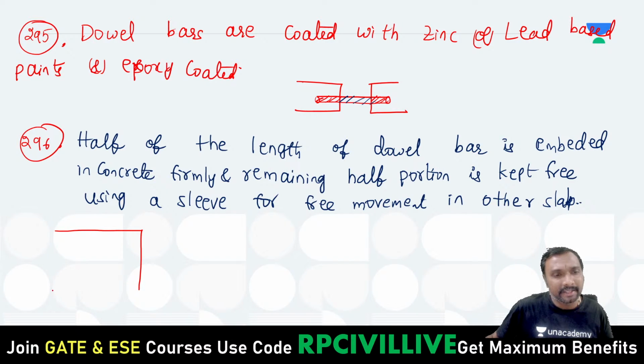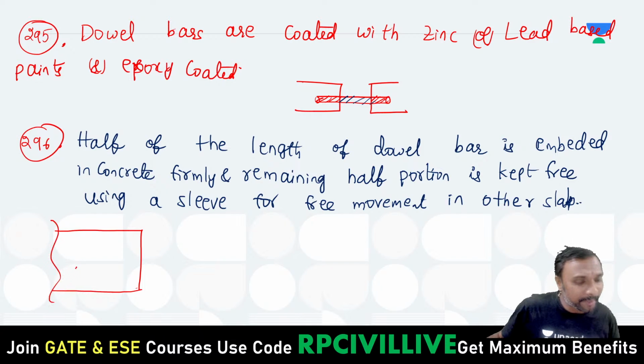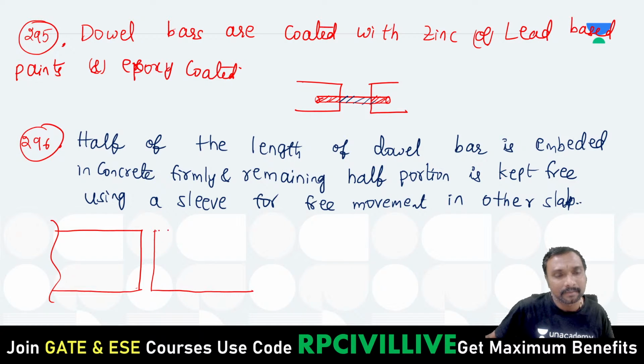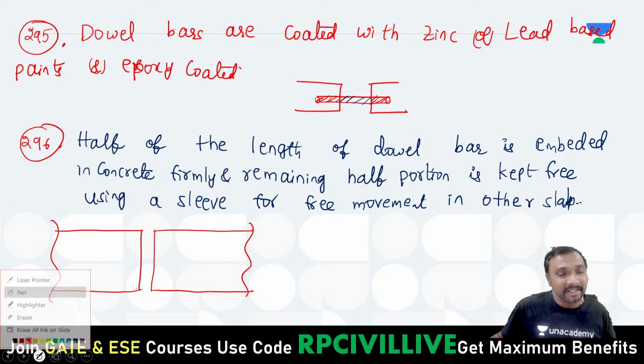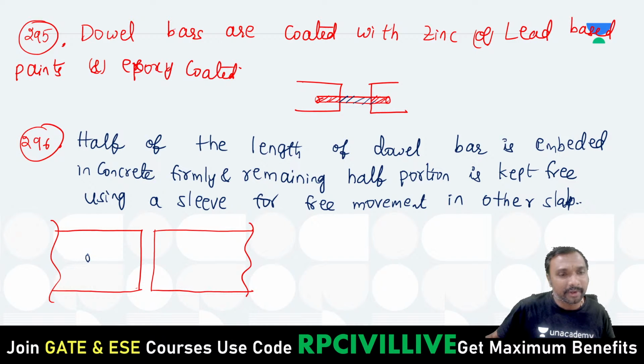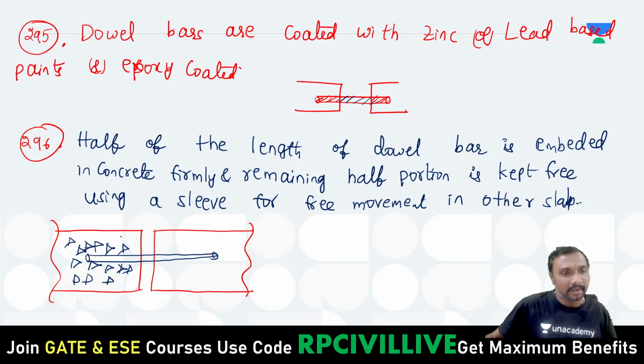So what this means is, this is one panel and this is the other panel. Whenever you are considering these reinforcement bars, dowel bars, this is your dowel bar. If you observe, whenever you keep this dowel bar like this, this one side is fully covered with concrete, with aggregates and everything. It is held firmly. But on the other side, we are keeping some sleeve like this.